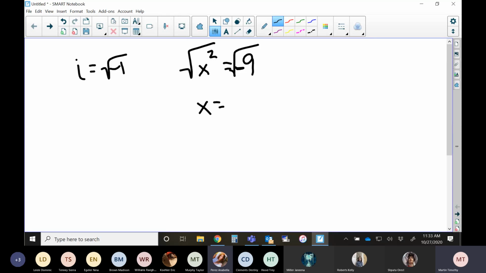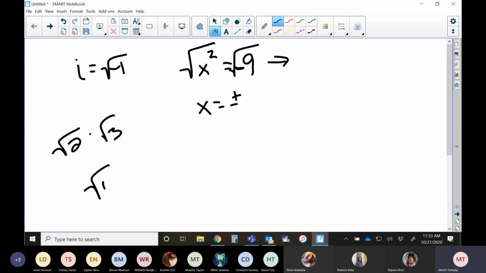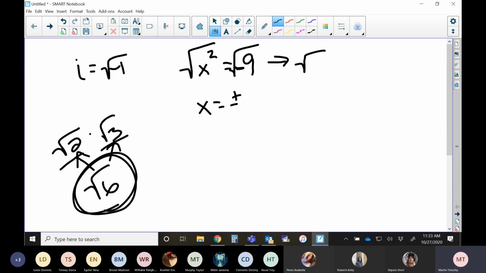So x equals, and then, is it plus or minus? It's definitely going to be plus or minus. Very good. And remember how I told you, if you have the square root of 2 times the square root of 3, you can make that become the square root of 6. Well, if I see the square root of 6, I can make it become the square root of 2 times the square root of 3. What does that mean I can do with the square root of -9? I can make it the square root of 9 times the square root of -1.